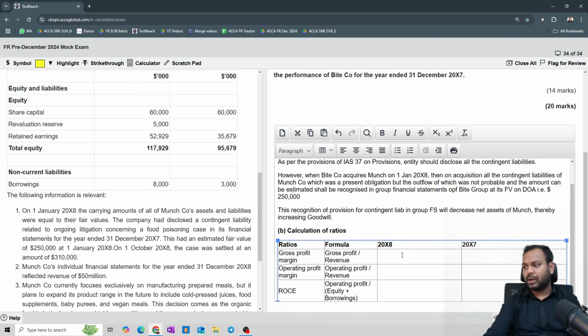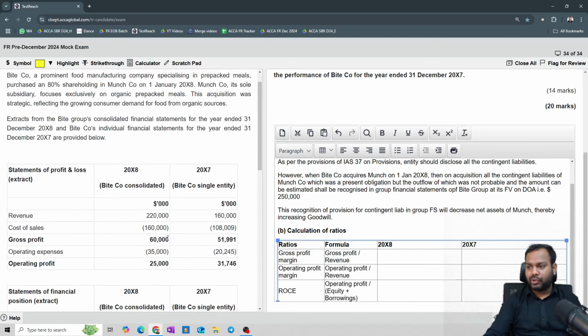Now what is the amount for 20x8? Gross profit is 60,000. 60,000 divided by what is the revenue? 220,000 is equals to how much? You have to calculate it. Now similarly for 20x7, it is how much? 51,991 divided by 160,000 is equals to how much?